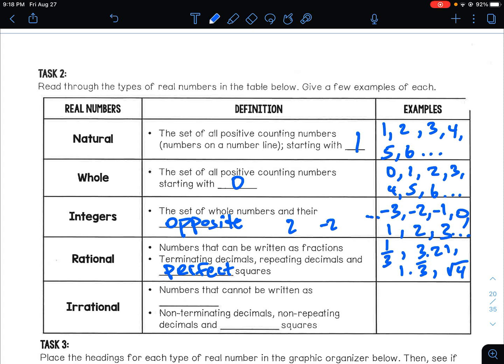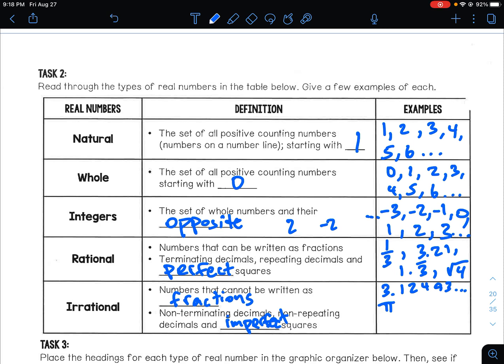Finally, irrational numbers. These are numbers that cannot be written as fractions. And they are non-terminating decimals, non-repeating decimals, and imperfect squares, or non-perfect squares. So non-terminating, let's start off with that one. How about 3.12493, and it just kind of keeps going. Pi is a very famous irrational number.